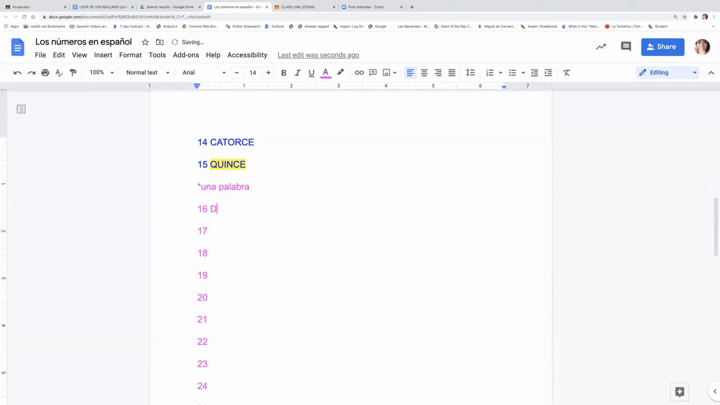Okay, so 16 is actually called diez y seis. Diez y seis. One word, una palabra. These are all one word. Okay, but when you think about it and you break this down, you hear diez, and then you hear y seis, 10 and 6. 10 plus 6 is 16, so that literally means 10 and 6. They call 16 10 and 6. Okay?